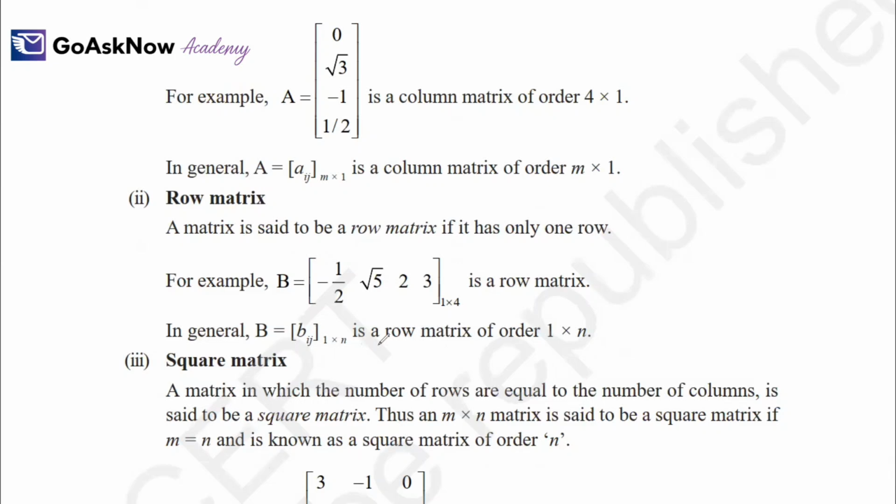And many operations, like multiplication of matrices, are more important for square matrices only. Many operations can be done on square matrices only, so that is why it is very important. An m cross n matrix is said to be a square matrix if m equals n, and it is also known as a square matrix of order n. Okay, let's move further.